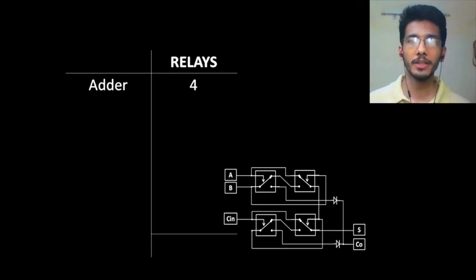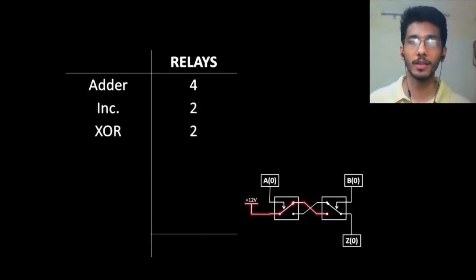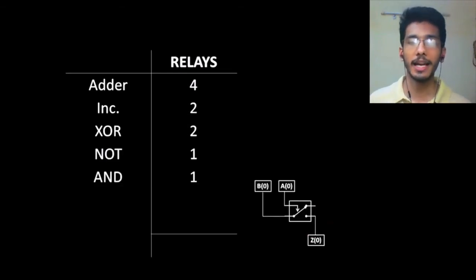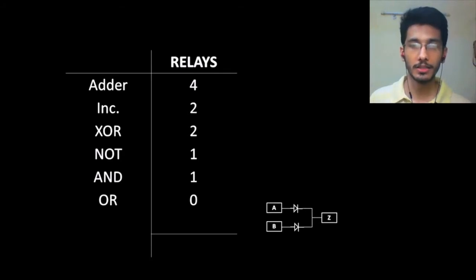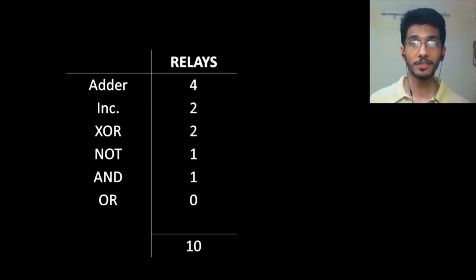While the solution is very straightforward and elegant, there is just one shortcoming, that it takes just too many relays. Let's try and calculate how many relays a single bit ALU will require. A single bit full adder requires 4 relays. A single bit incrementer requires 2 relays. A single bit XOR gate requires 2 relays. A single bit NOT gate is 1 relay. A single bit AND is 1 relay. An OR gate requires no relays, and that gives us a total of 10 relays. Now remember, these are just the operations that are being performed on the 2 inputs. We still have to multiplex them and send them to the output of the ALU.